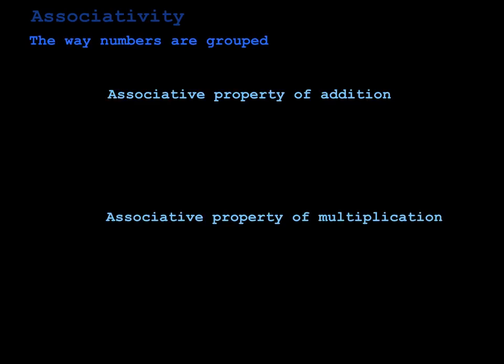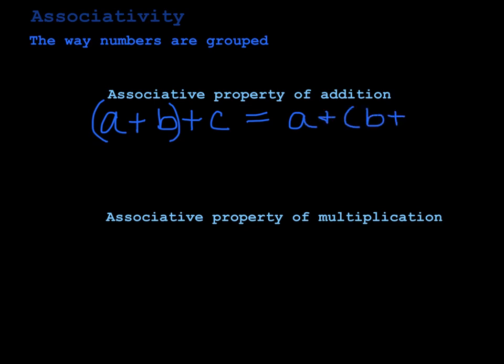Alright, the third property that we're going to discuss today is associativity. We've got the associative property of addition and we have the associative property of multiplication, and that has to do with the way that numbers are grouped. Alright, so associative property of addition, if I add a and b and c, and I put a plus b in parentheses here. So if I added a and b first and then added c later, that would be the same thing as if I took a and then added it to the combination of b plus c.